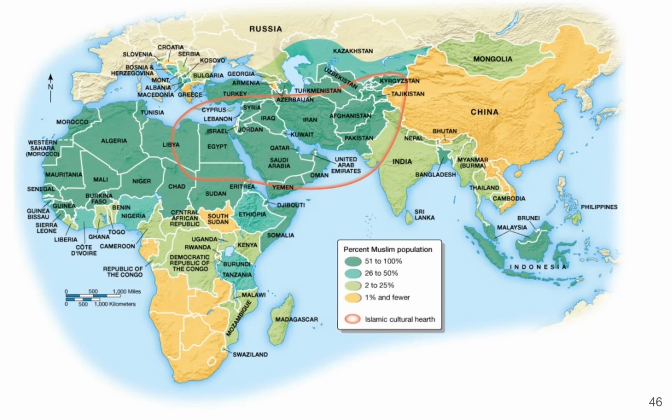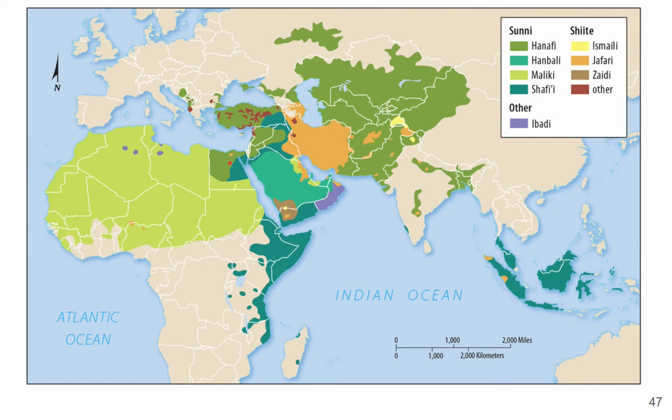Different map showing the same thing. Percent Muslim population, 1% or fewer, 50 to 100%. And the Muslim cultural hearth. Different map showing the same thing. I said I was going to do this, and I meant it. So we've got different Shiites along with Sunnis. So we've got Afghanistan and Pakistan. Shiite, little bits of Shiite.